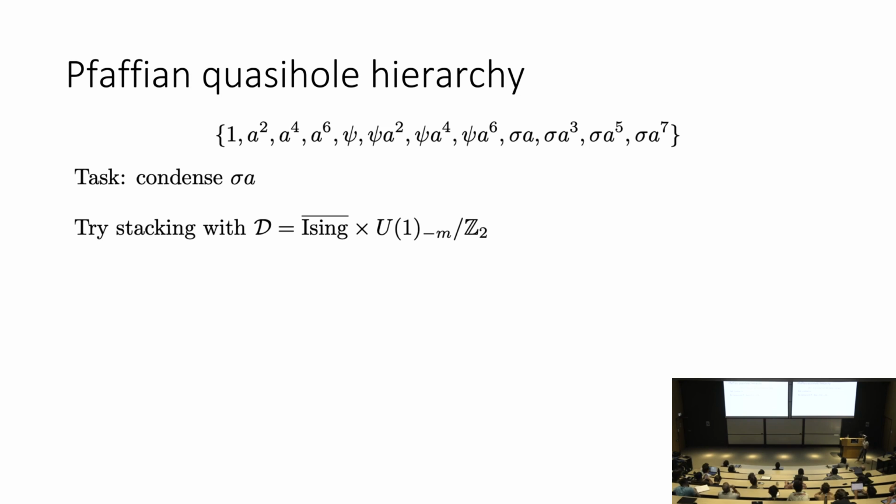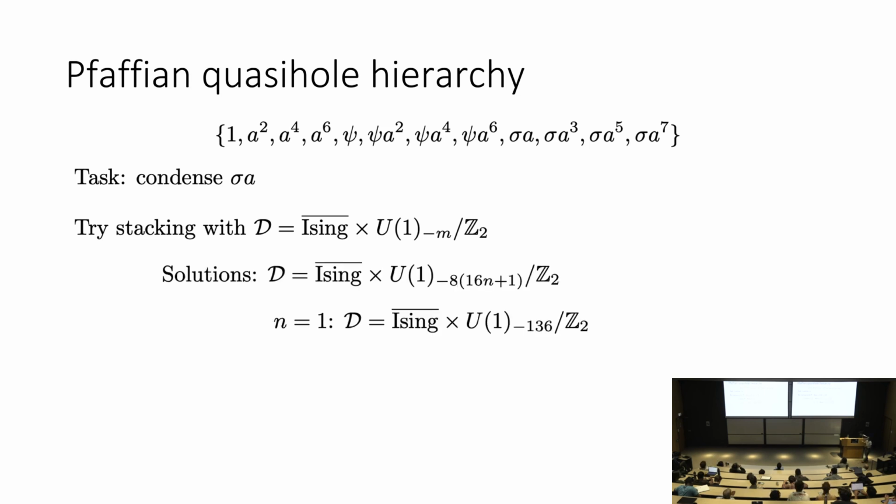So our goal is to condense now this non-abelian guy. And you can actually show that you can't condense this guy by stacking with any abelian topological order. So we can't use this simple trick that we used before where we stack with U1 level m or minus m if we want to condense this sigma A bound with some guy in D. Instead, we have to stack with something that's non-abelian. And the simplest one that we can stack with is this Ising bar times U1 level minus m for the quasi-hole hierarchy.